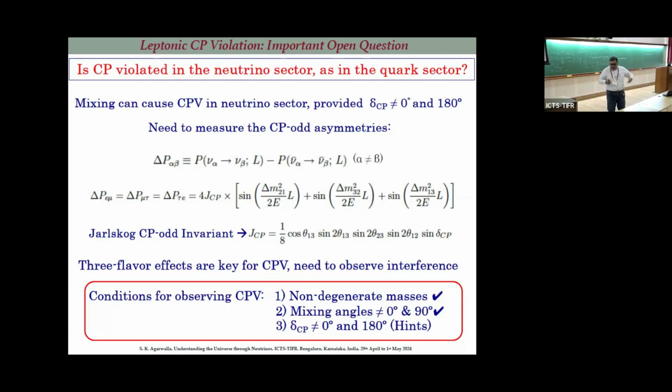Correct? And here you have 32 and 13. So delta M square 13 is minus delta M square 31. And this is sine, not sine square. Please go with me. So this will be minus sine of delta M square 31 by 2E into L. And this is delta M square 32. And there will be a minus sign here, right? Because this is 0. And that means this part is 0 and your CP odd asymmetry is 0. So whether you make one of the mixing angles 0 or you switch off one of the splittings, you are in 2 flavor. Clear? Clear?